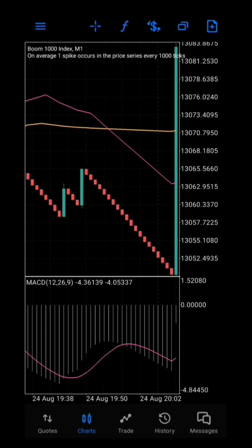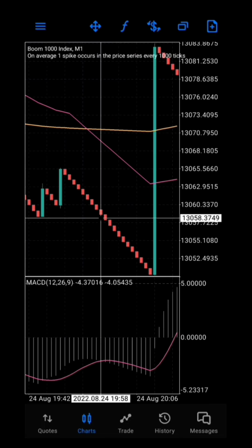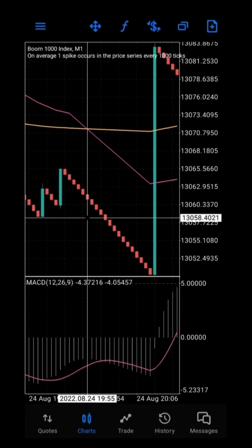Now look at this. The 50 MA crossed the 200 MA and it was going down. You can see it crossed it here. From here you can see how many candles went down. For me, I don't take more than 5 candles. Most times I take just 2 to 3 candles. If you had entered there, you would have taken 5 candles and you're out of the market.